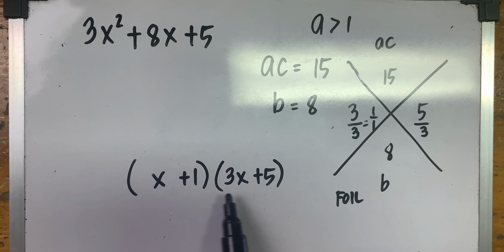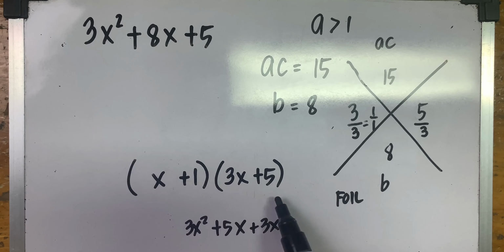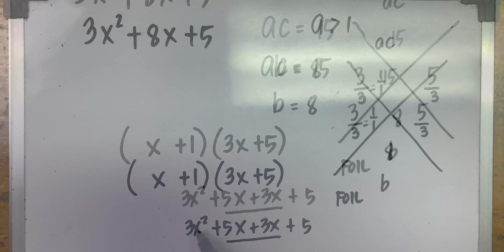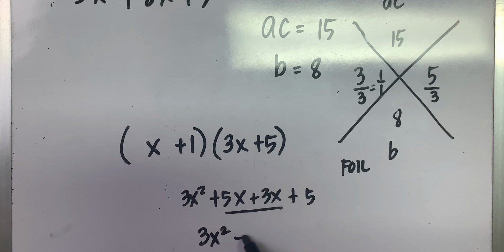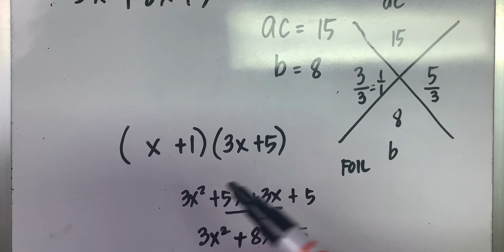So x times 3x will give us 3x squared. x times 5 will give us 5x. 1 times 3x will give us positive 3x. And 1 times 5 will give us 5. Okay, combining like terms, 5x plus 3x. So we'll just write 3x squared plus, combine this one, so it will give us 8x plus 5. So we can say that our answer is correct. The factors of the given is x plus 1 times 3x plus 5.